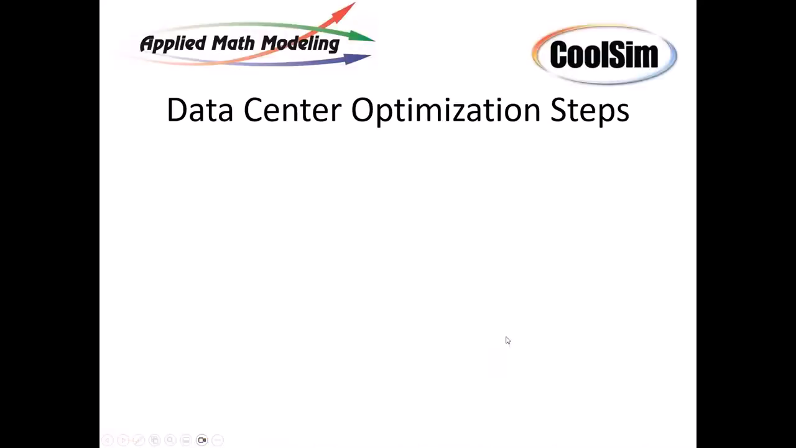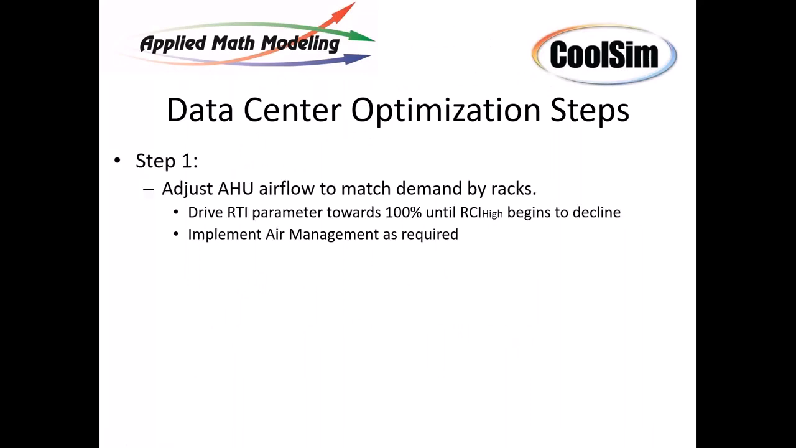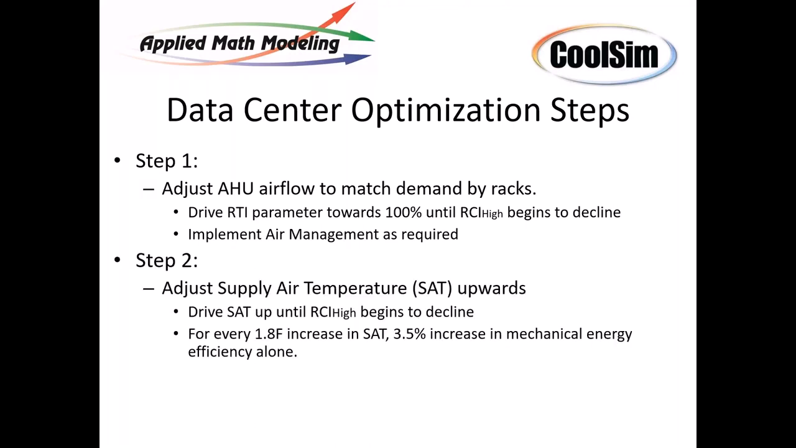Okay, so optimization steps: we're going to adjust the airflow until our RTI goes to 100, and then we see RCI high beginning to decline a bit. We're going to implement air management as required. Then we're going to drive the supply air temp up until RCI begins to go down a little more, because we know we're going to get good efficiency out of that chiller if we can get it up. Again, here's the actual relationship, 1.8F or 3.5%.